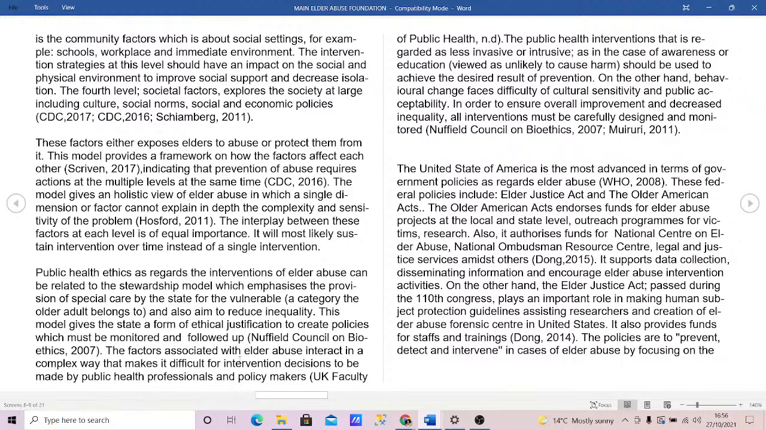The factors associated with elder abuse interact in a complex way that makes it difficult for intervention decisions to be made by public health professionals and policymakers. The public health interventions that are regarded as less invasive or intrusive, as in the case of awareness or education, should be used to achieve the desired result of prevention.